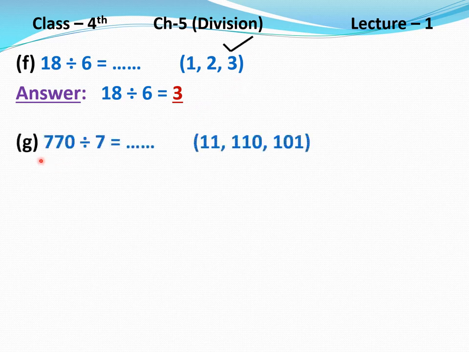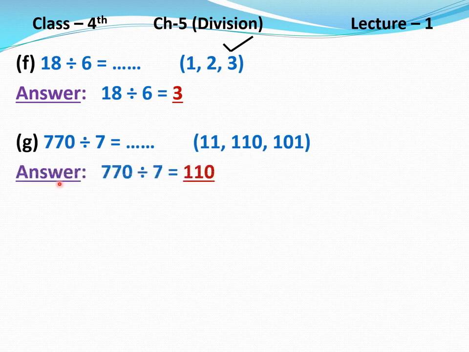Okay. Now G part, 770 divide 7 equal to dash. Options are given 11, 110, 101. See, divide 770 by 7. See, 77 divide 7 equal to 11, and then we will take one more 0 as it is. So what will be the correct quotient? Correct quotient will be 110. Okay, so write down answer. 770 divide 7 equal to 110. So take the correct quotient, that is 110.